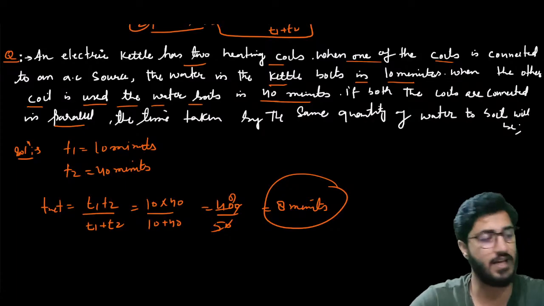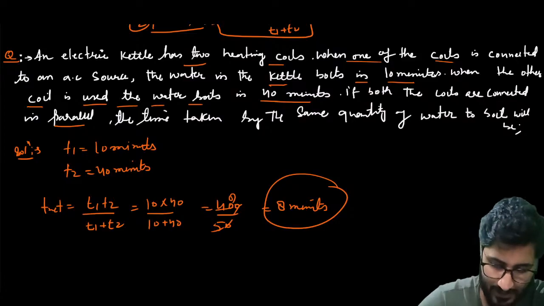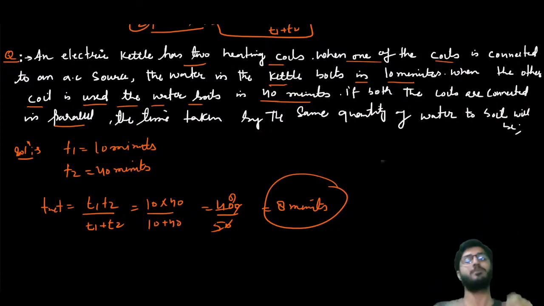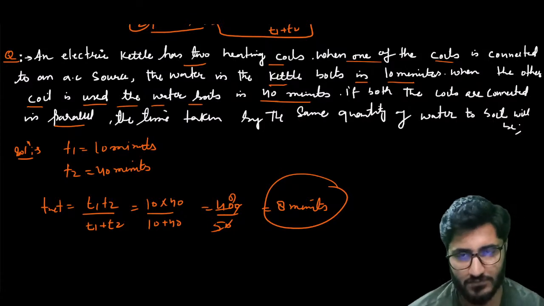How many minutes you will get? You will get 8 minutes to boil the kettle in this format. If you are connecting your coils in parallel, you will get the minimum timing to boil your water. But if you just connect them in series, timing will be 50 minutes. Okay, this is how you need to do your numericals.